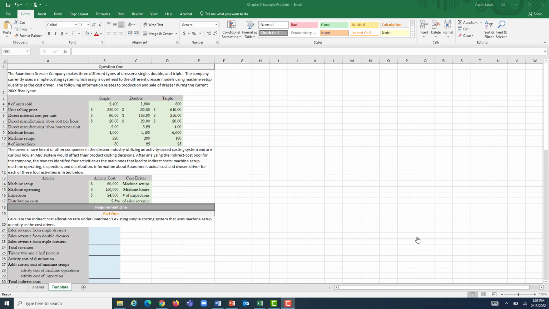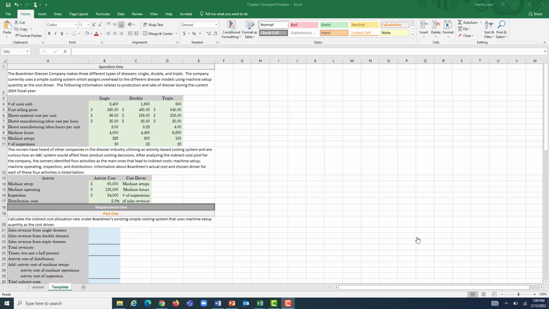So we have the number of units that were sold for their three respective models, how much they sold each unit for single, double, and triple dressers respectively, what the material costs were to make any one given unit, what the labor costs per hour were to make any one given unit, and how many hours it took to make any one given unit. We also have how many hours they spent machining each of the three respective models, how many setups each of the three respective models took, and the number of times they had to do inspections to make sure that the models were up to snuff, to their standards, so they could turn around and sell them.